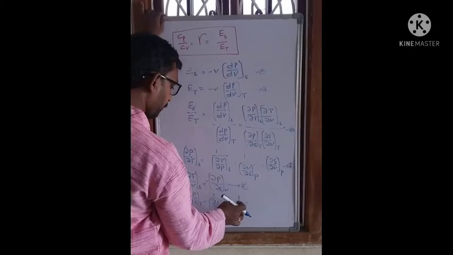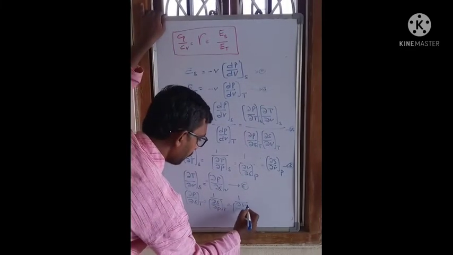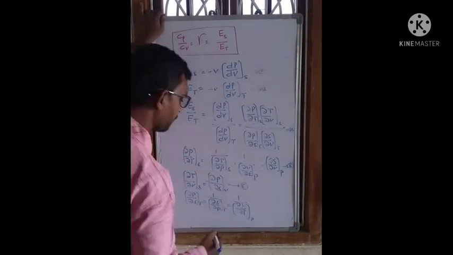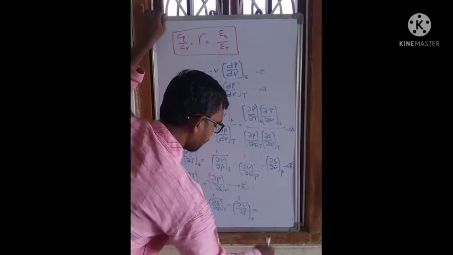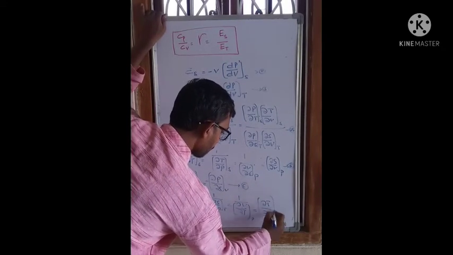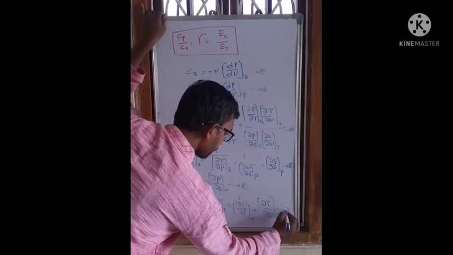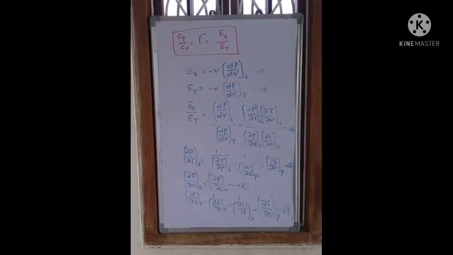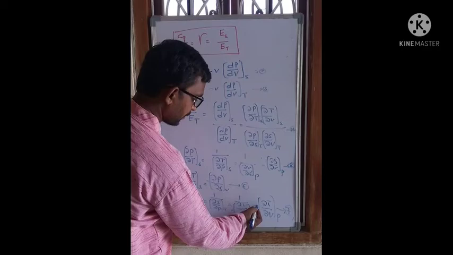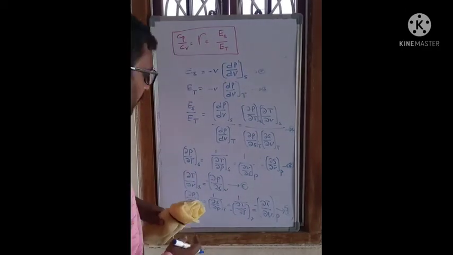So here ∂V/∂T at a constant pressure can again be written as ∂T/∂V at a constant pressure. So this is equation number 7. Again ∂S/∂V, here we get a minus, and here also a minus will come.